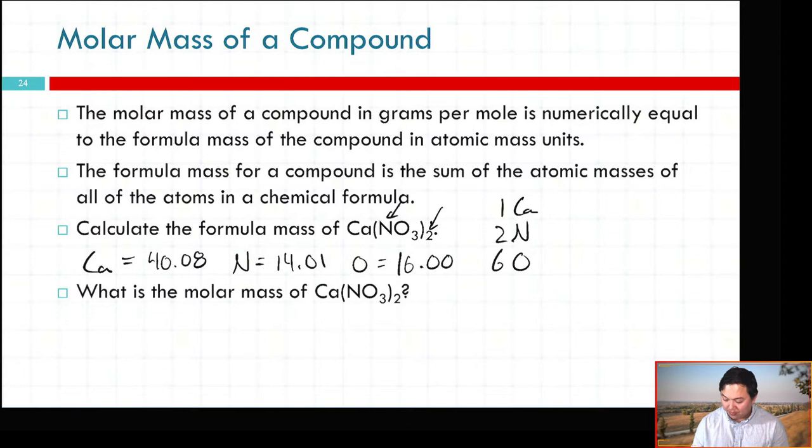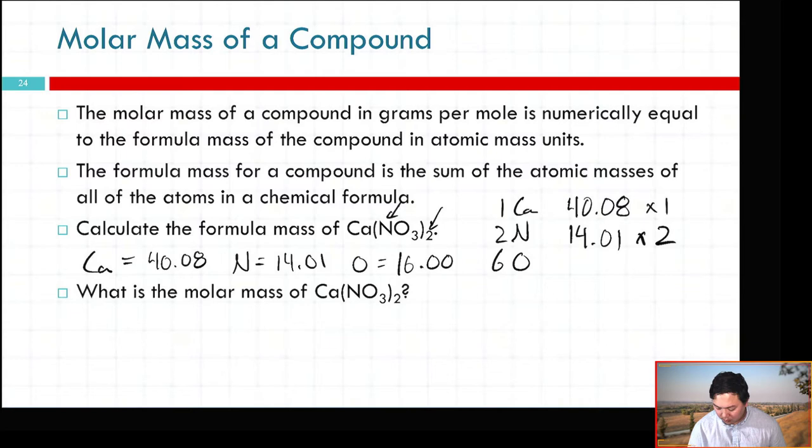And so you can type this into your calculator as 40.08 times 1, 14.01 times 2, 16.00 times 6. And then you take these numbers and add them together, and that gives you your formula mass. So you get 164.1.